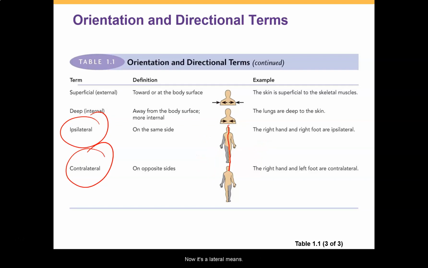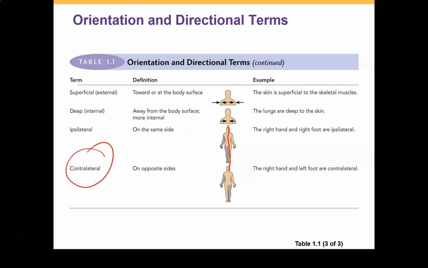Now, ipsilateral means that the structures that we are looking at are both on the same side, both either on the left or both either on the right. So in this case, the right hand and the right foot, because they're both on the same side, they are ipsilateral to each other.